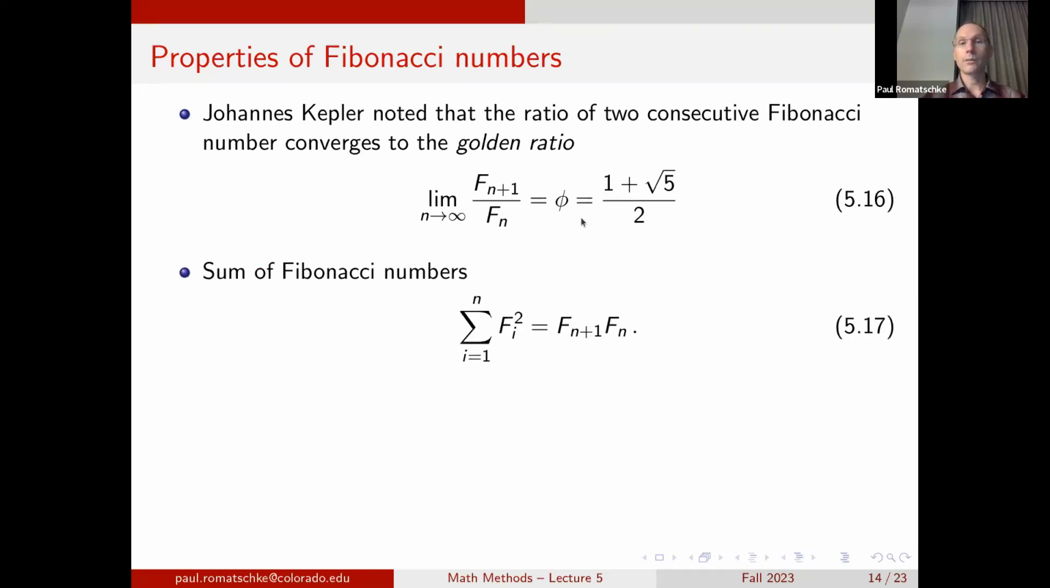Also, the Fibonacci numbers have the property that if we sum the squares up to some number n, then the sum of squares of Fibonacci numbers is equal to F_n times F_{n+1}.